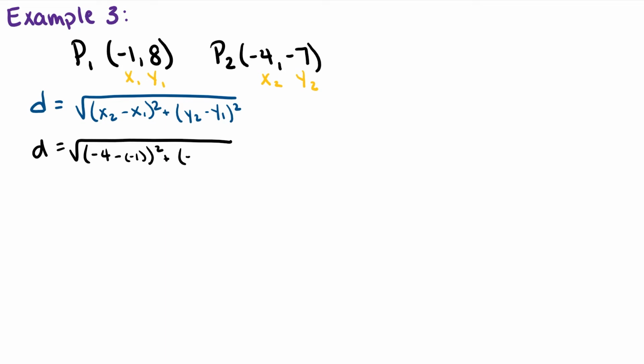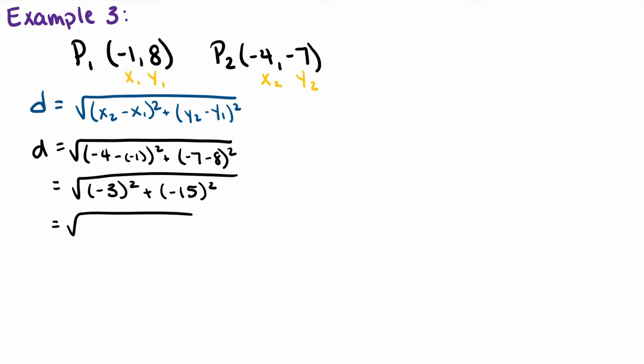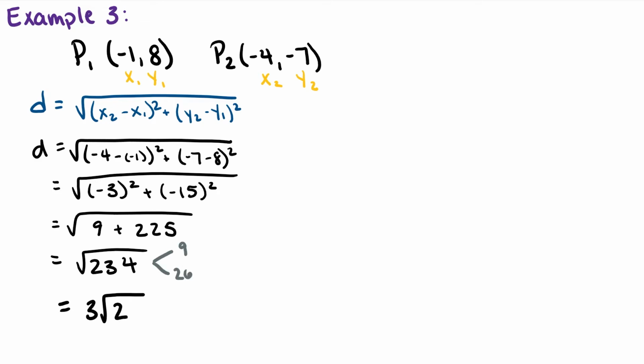Plugging that into our distance formula, we get the square root of -3 squared plus -15 squared, which is the square root of 9 plus 225, which is equal to the square root of 234. 234 is equal to 9 times 26, and 9 is a perfect square, so we can write this as 3 times the square root of 26, and that is our distance.